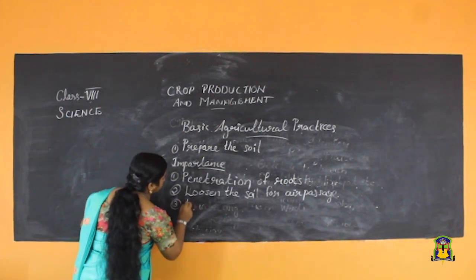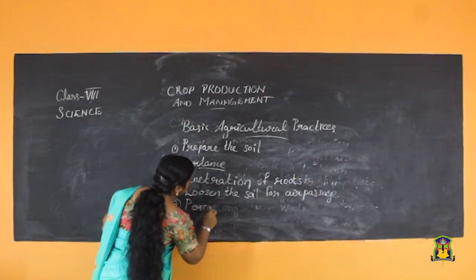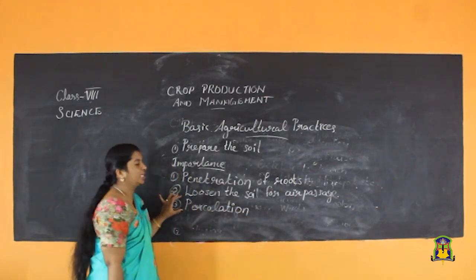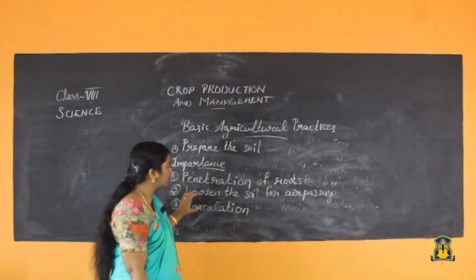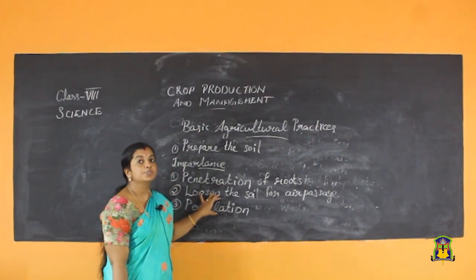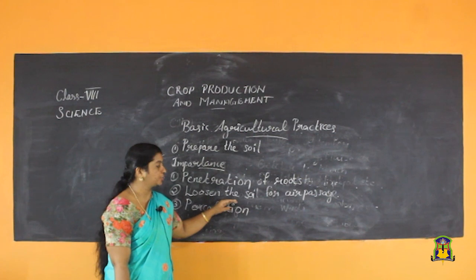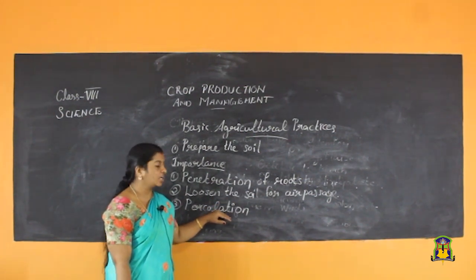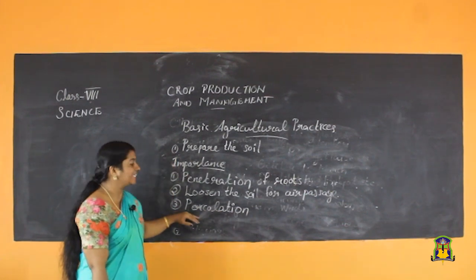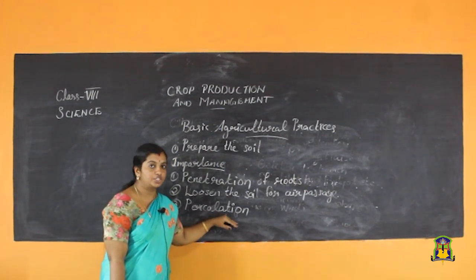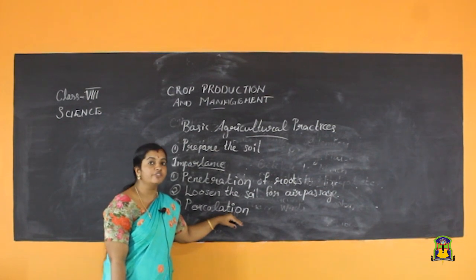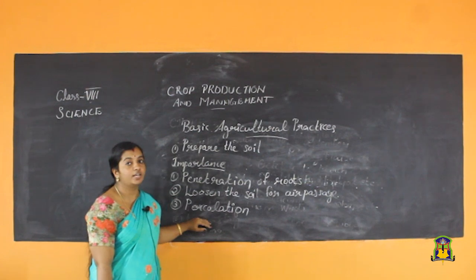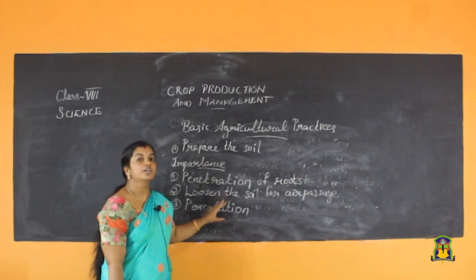Then, percolation. What do you mean by percolation? We have studied it in 7th standard. What is percolation? Percolation is the sweeping in of rainwater into the soil. That is, the sweeping in of water into the soil is called percolation. And loosening the soil increases the percolation rate of water, so that the water can reach deep into the soil and keep the soil moist for the penetration of roots.